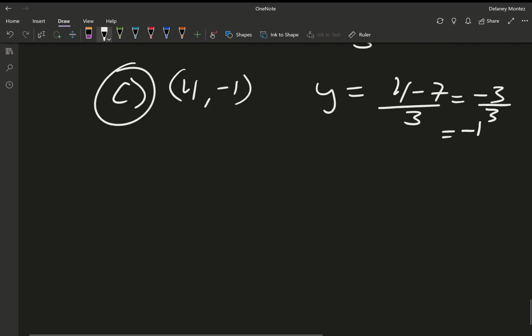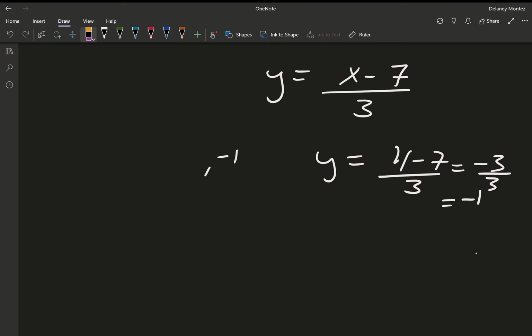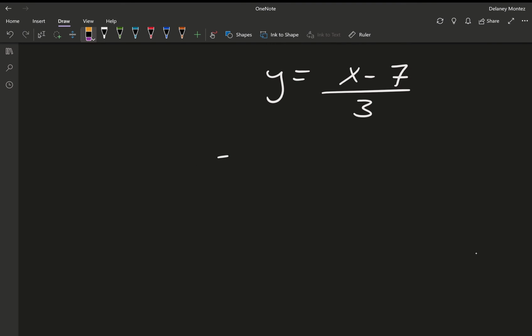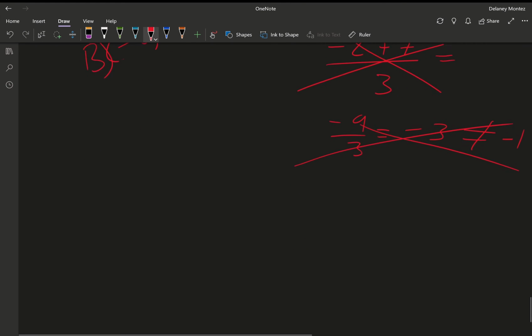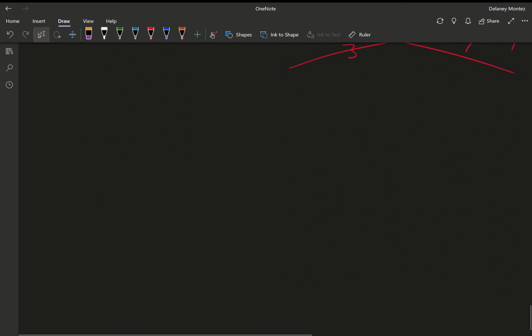But let's try another answer in case we didn't see that immediately. So, for example, b was negative 2, negative 1. This is b. So if I say negative 2 for x, I get negative 7 over 3. This is going to be, what is that, negative 9 over 3, negative 3, right? That does not equal negative 1. So that point is not on the line. Right, so you just try more points and you will see if it's on the line or not.